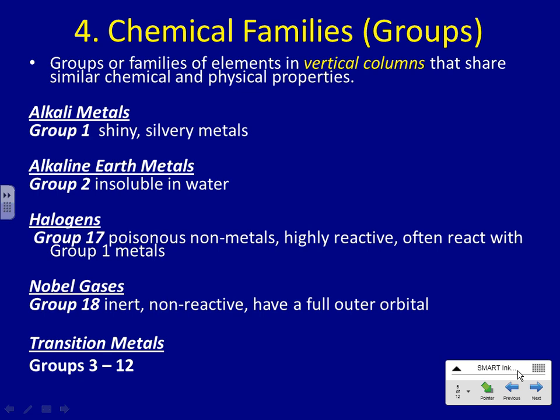So we call them families or groups, and they are the vertical columns. And if we have issues with vertical, we're talking about these that go up and down. Because the horizontal ones are like the horizon.